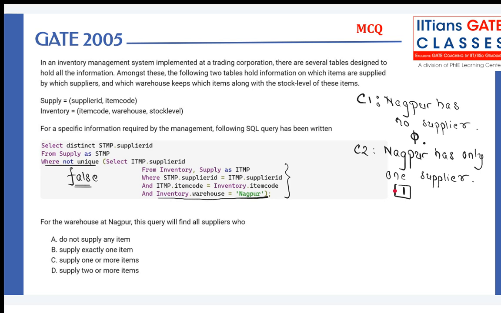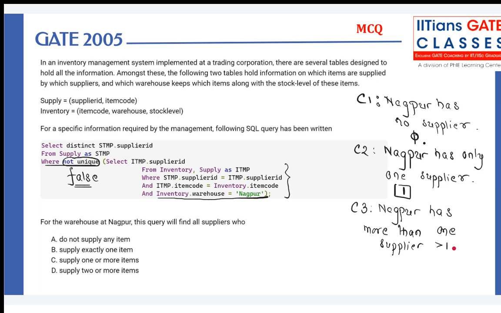So what would have been the condition? One is definitely unique. We want to return parts where it is not unique. Let's say case 3 would have been that Nagpur has more than one supplier. Then how many rows would have been returned by the inner query? Greater than one? Do you guys agree to this statement? Greater than one? Yes.